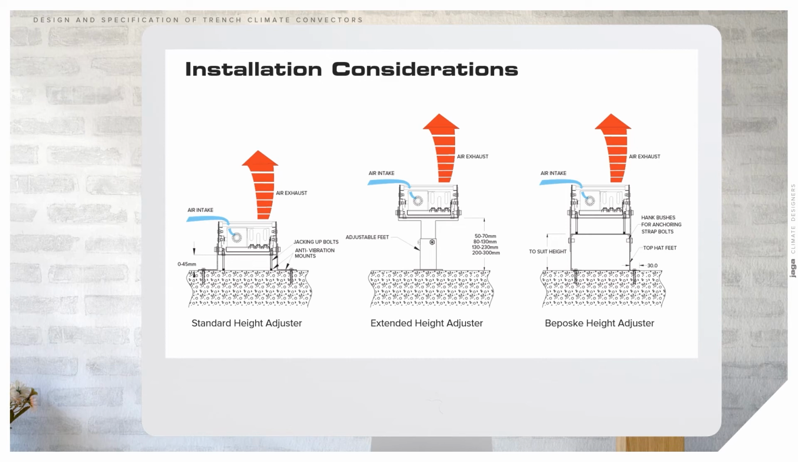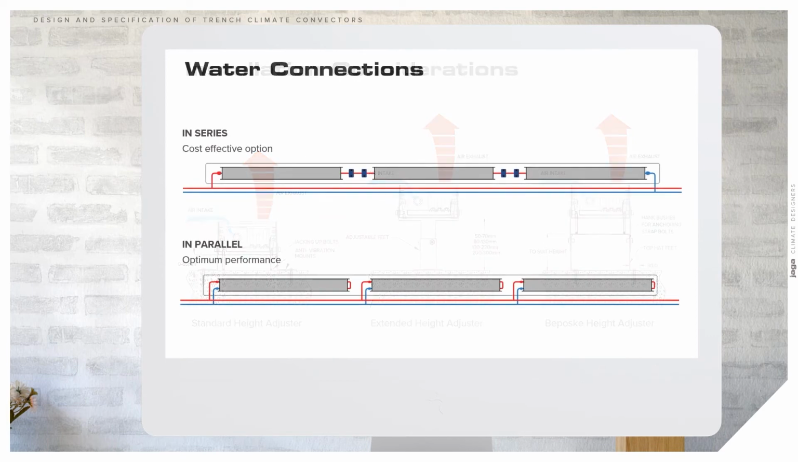Quite often, the floor void can be greater than the standard adjustment, and therefore there may be a requirement for extended height adjusters, or in some cases, specially manufactured supports, as per the example shown. Not only can the physical installation be an issue, but the water connections can also be an issue, so these should be considered in advance.